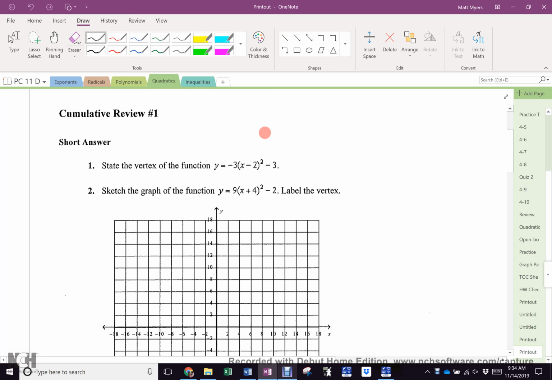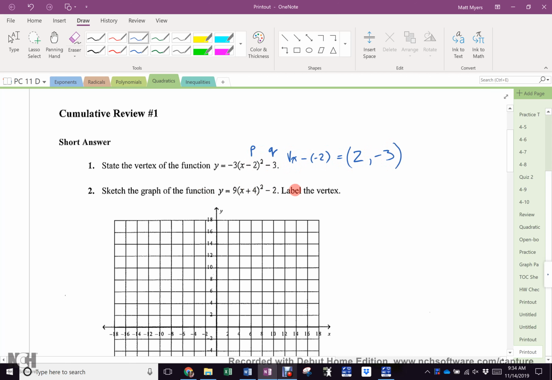This is your extra review, possibly for Pre-Calc 11 classes. So here we go. State the vertex. This is already in vertex form. That is P, that is Q. Since it says negative P, the vertex must be negative 2: vertex x equals 2, and the vertex y is 3, so (2, negative 3).